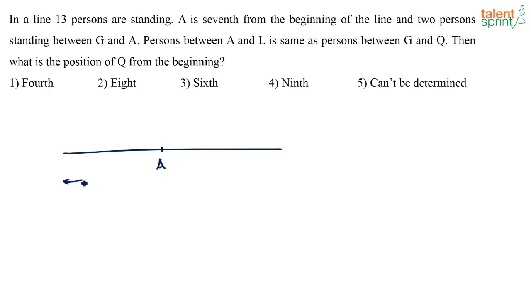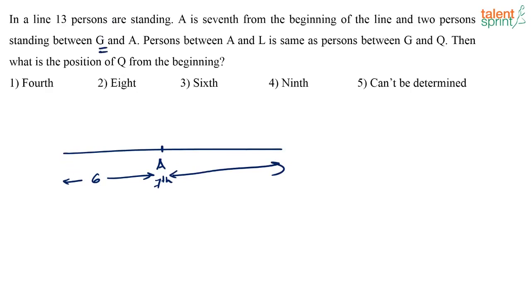A is 7th from the beginning, or I can say there are 6 people before A and A is the 7th person. This is all that I know with respect to positions. Now, I can also say what the position of A is from the other end. That also I can say with the given information. Now, see how many other people are involved.